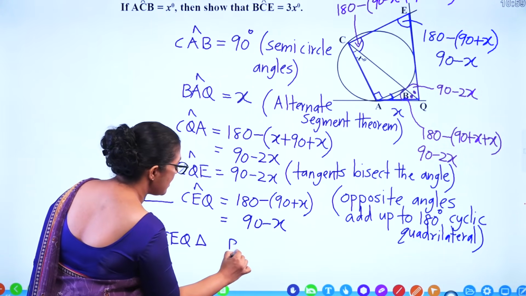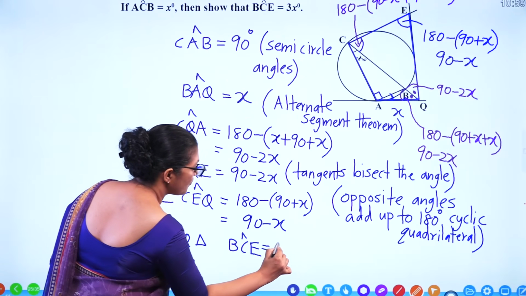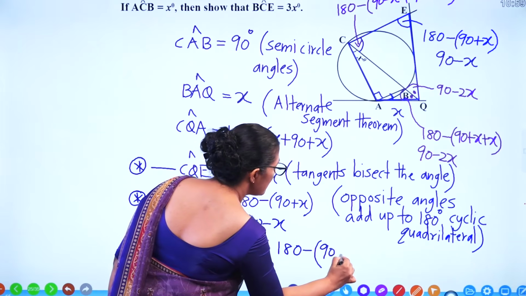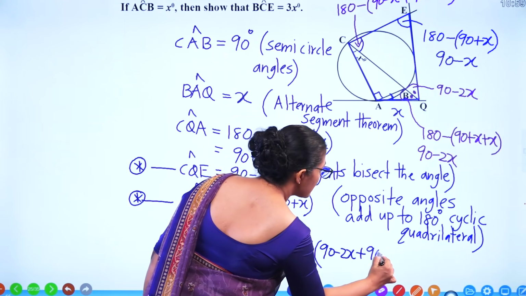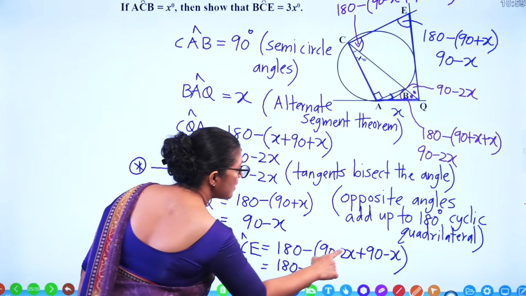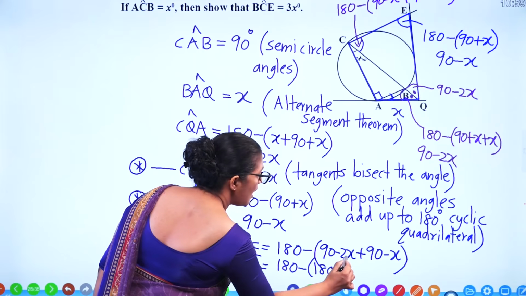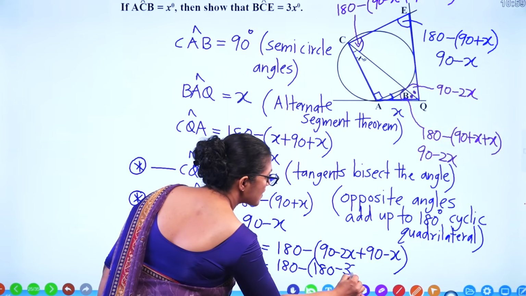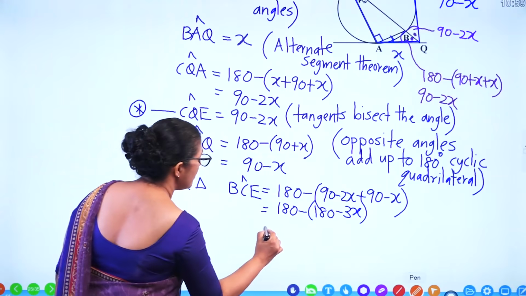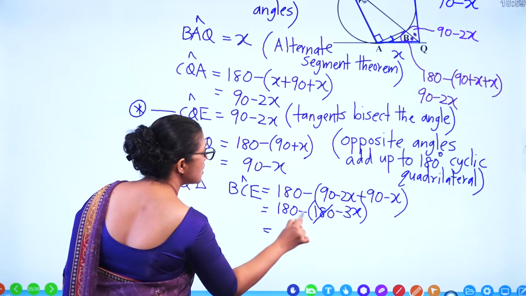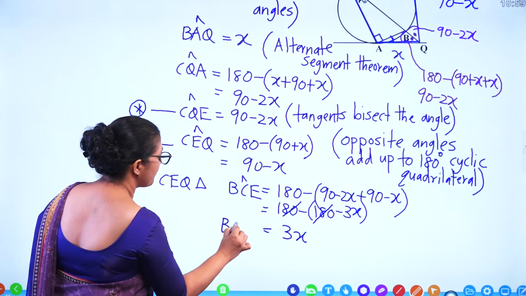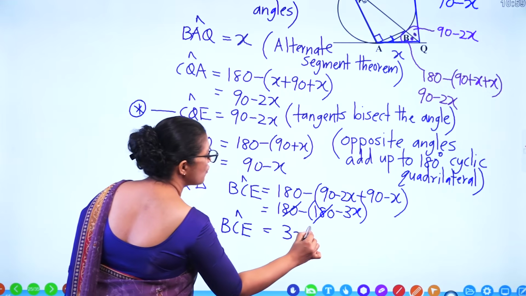BCE angle is equal to 180 minus these two, 90 minus 2x and 90 minus x. 180 minus 90, 90, 180 and minus 2x minus x, minus 3x. So when you simplify, the 180 gets cancelled out. Minus minus becomes plus x, so 3x. So that's the proof.